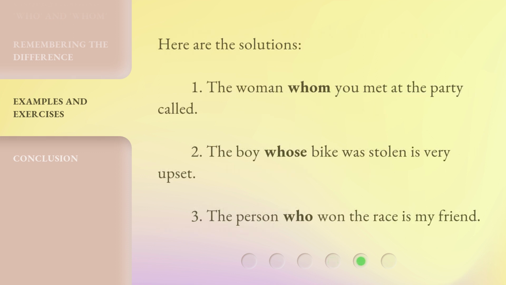Here are the solutions. 1. The woman whom you met at the party called. 2. The boy whose bike was stolen is very upset. 3. The person who won the race is my friend.